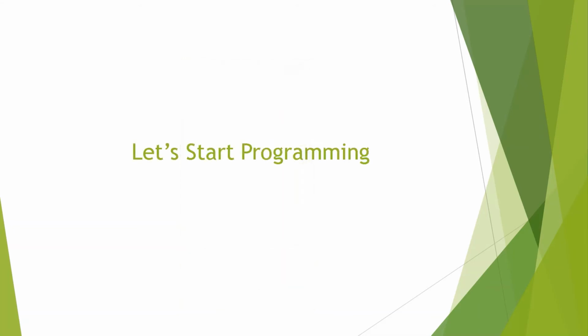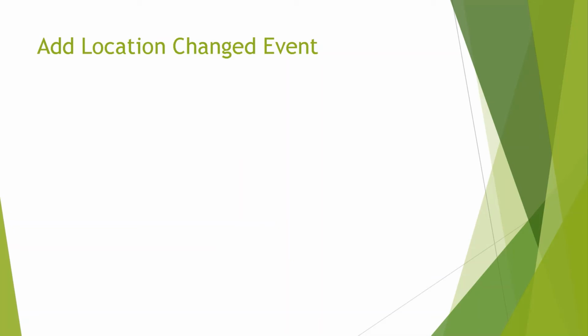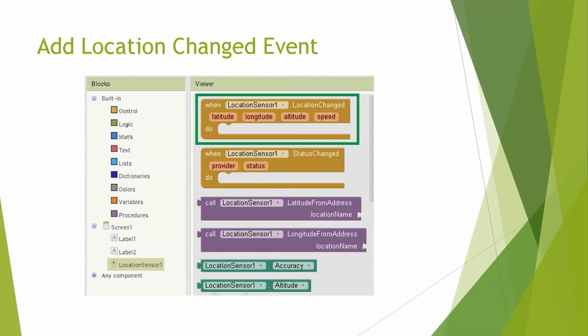Now, we are ready to make our blocks. Let's start programming. Let's add location changed event which fires when the location changed. From left side blocks, select Location Sensor 1. Select Location Sensor 1. Location changed event. Drag it to block's white area.